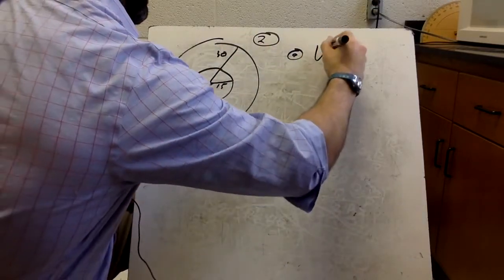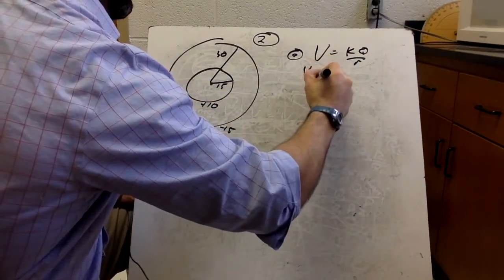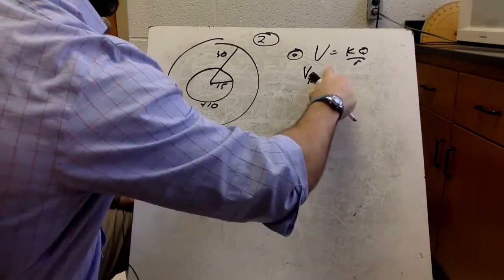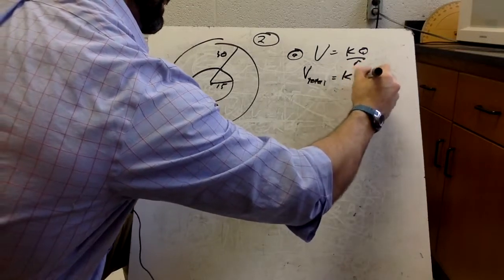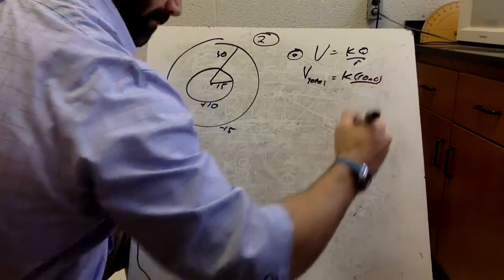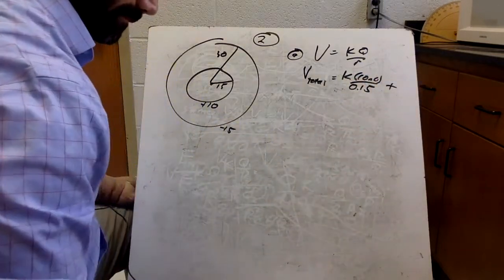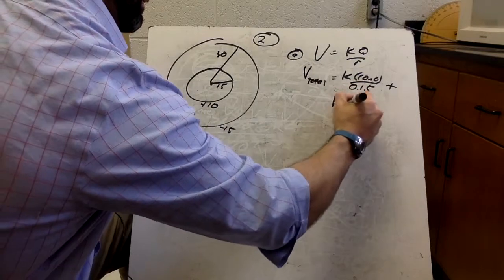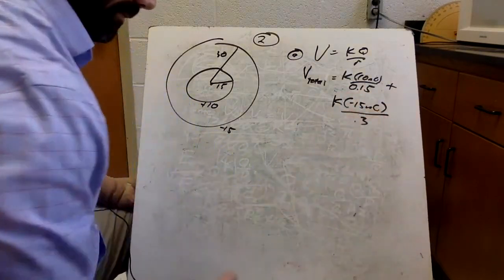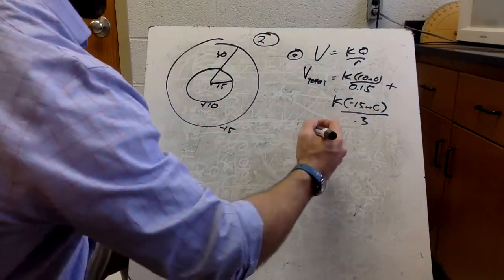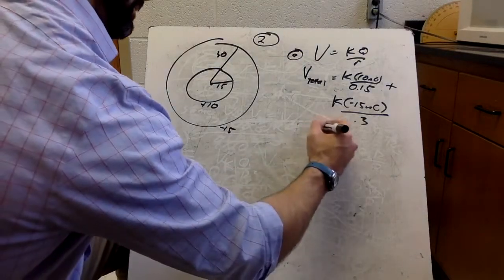And so remember V equals kQ over R, and so V total is going to be K times 10 nanocoulombs over 0.15 plus K times negative 15 nanocoulombs over 0.3. And so this just ends up looking kind of like this.